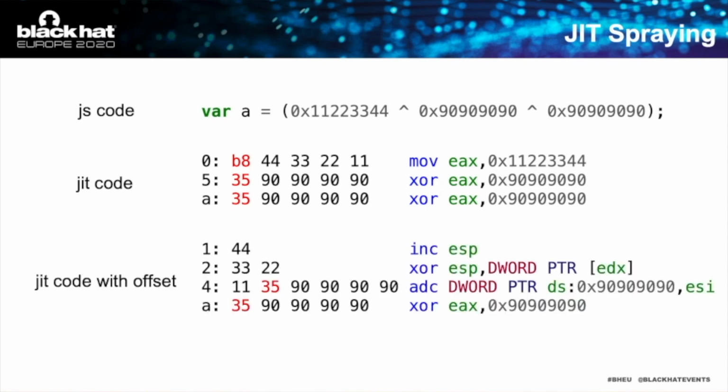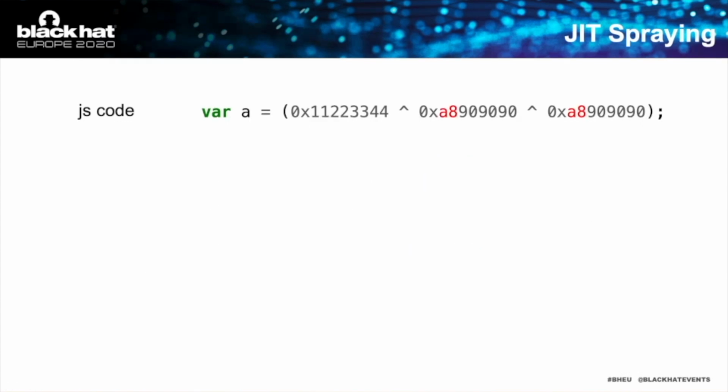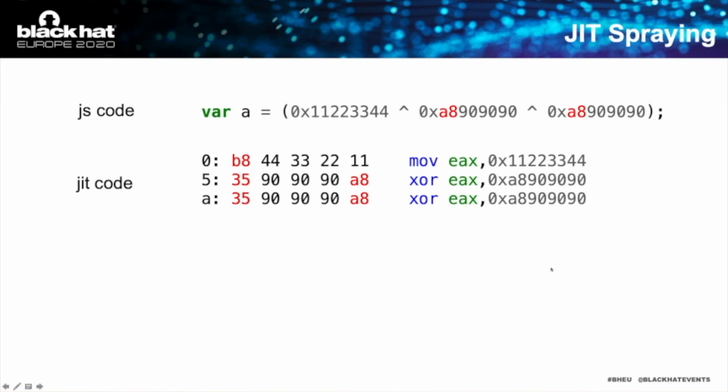If we jump to the JIT code with an offset, the code will become weird. Some of the data will be executed as code. This means that we can control the executed code by changing the data. Now, let's make some changes to the original JS code. You can see the generated assembly code is as follows.